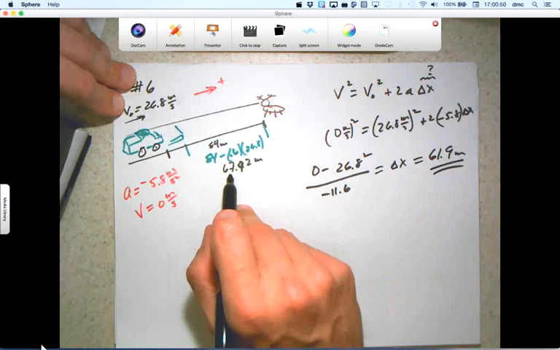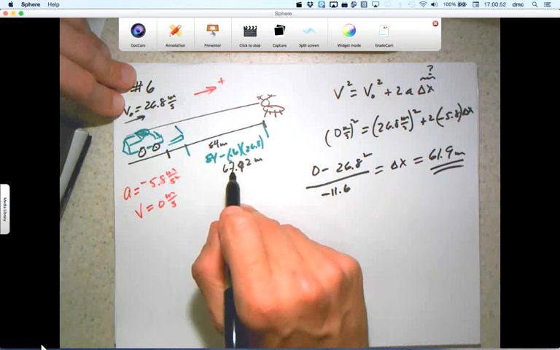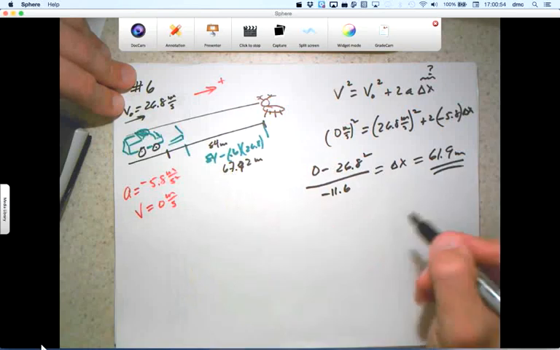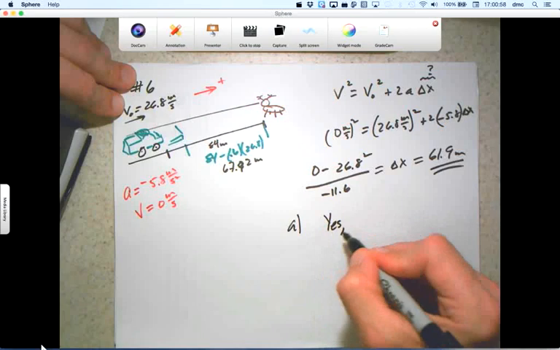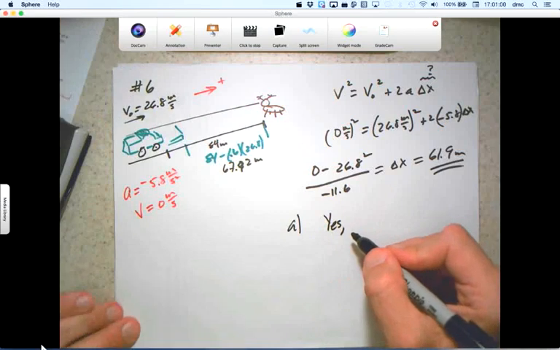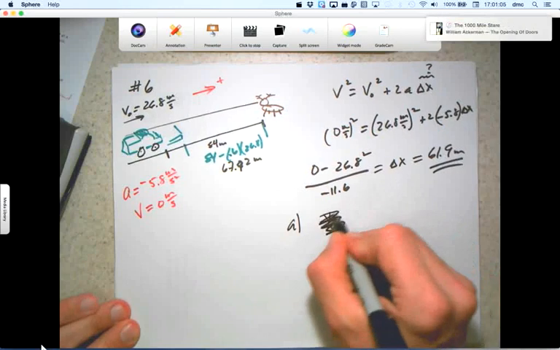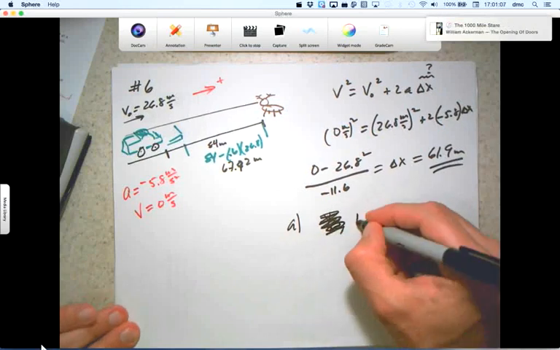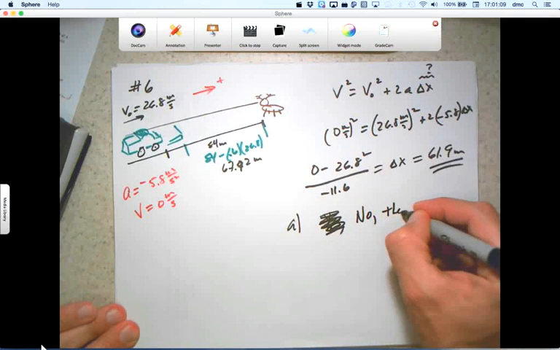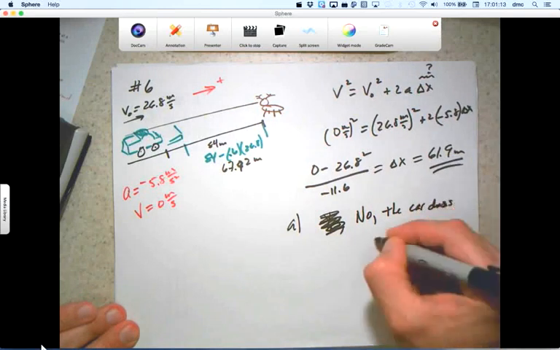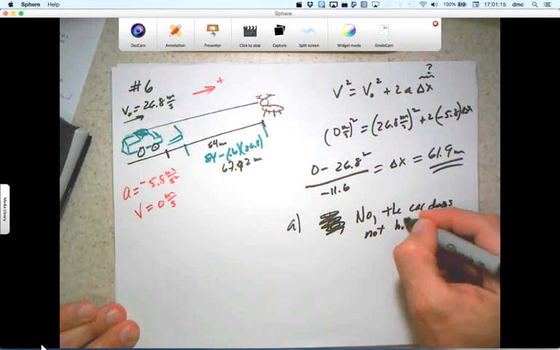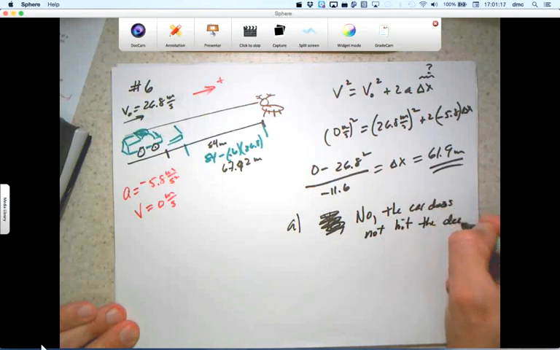The deer lives, and the driver has a heart attack. No. All right, so the answer to part A is yes. Well, no, actually, does the car hit the deer? I was going to say yes, the driver has enough space to stop, but no, the car does not hit the deer.